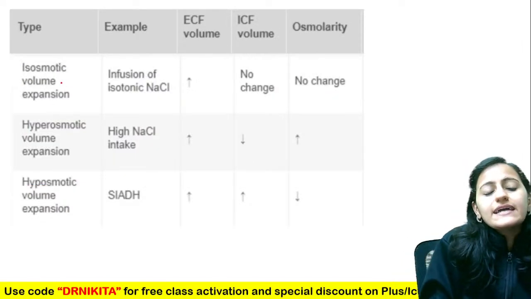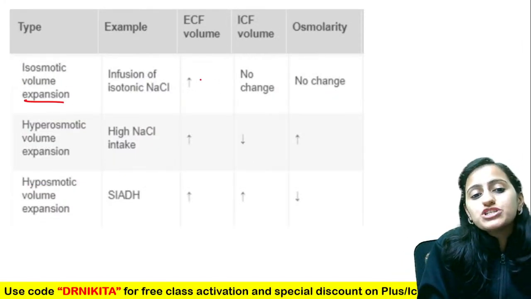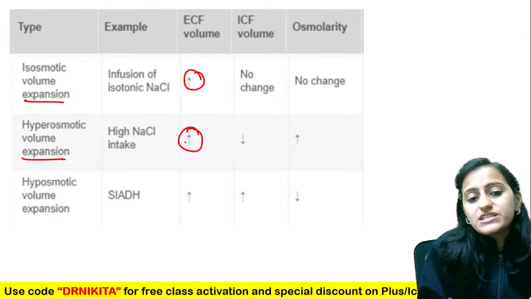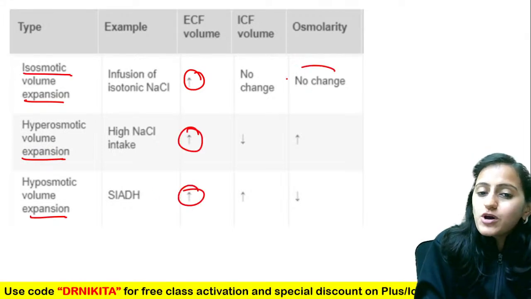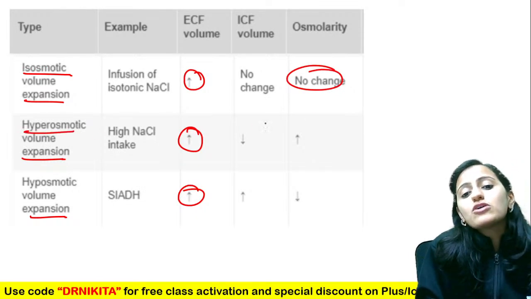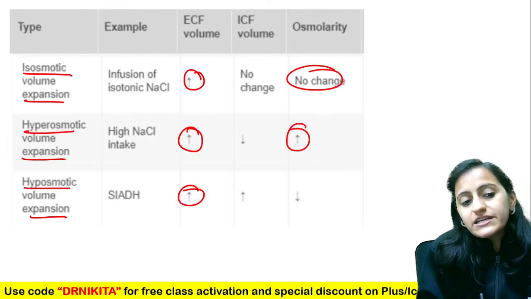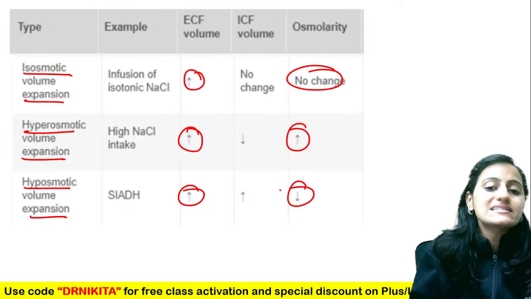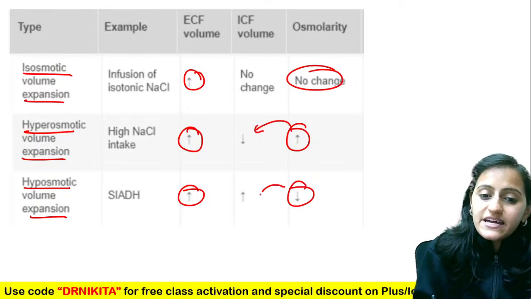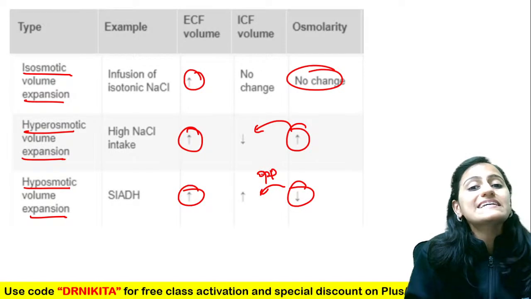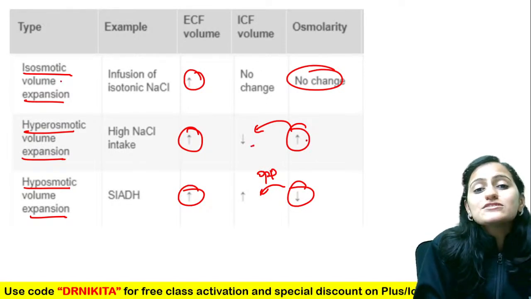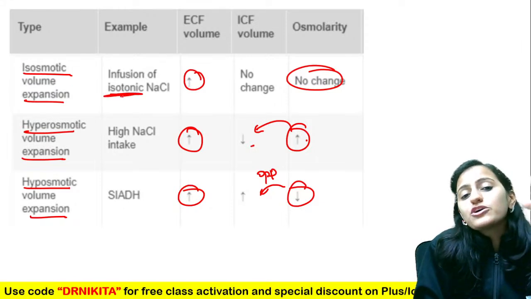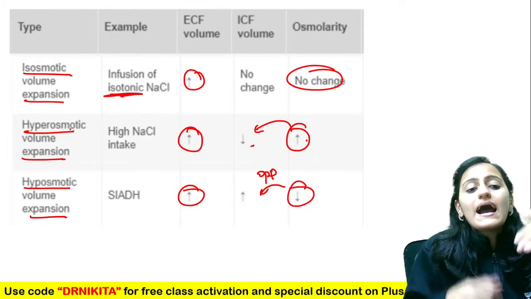Next one, isoosmotic volume expansion, ECF volume increasing. Isoosmotic, no change. Hyperosmotic, increasing the osmolarity. Hypoosmotic, decreasing the osmolarity. ICF volume is opposite of the ECF osmolarity. This increases, this decreases. Isoosmotic volume expansion, that is your isotonic NaCl.